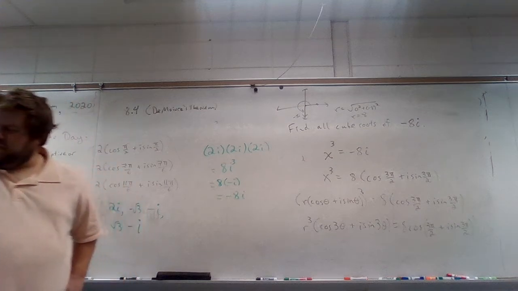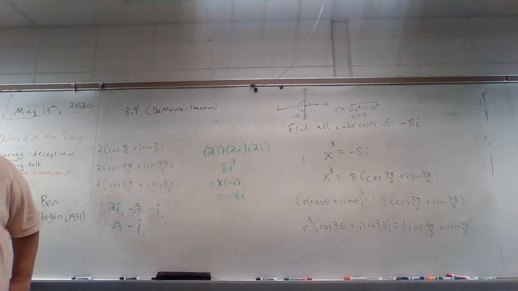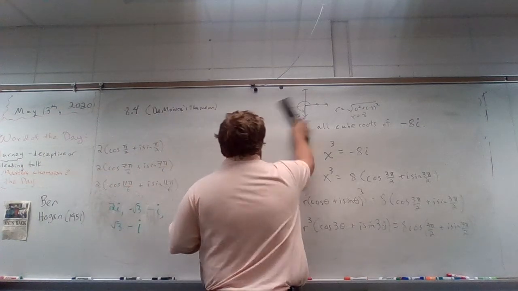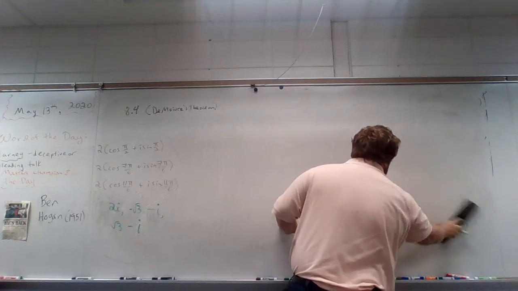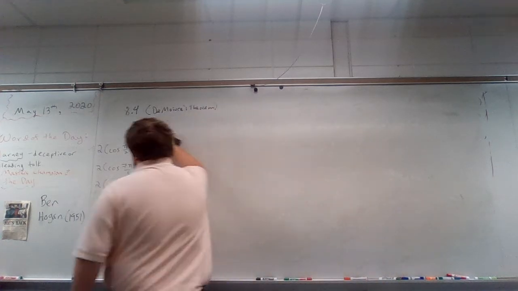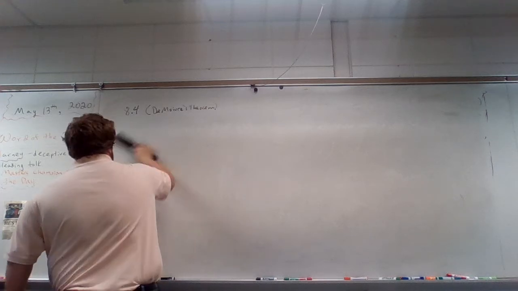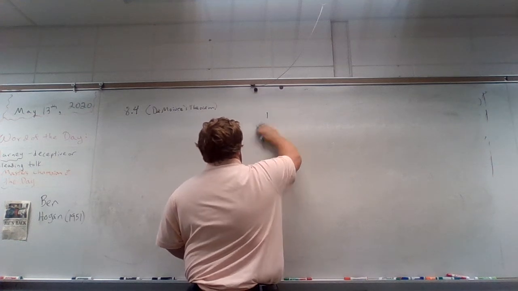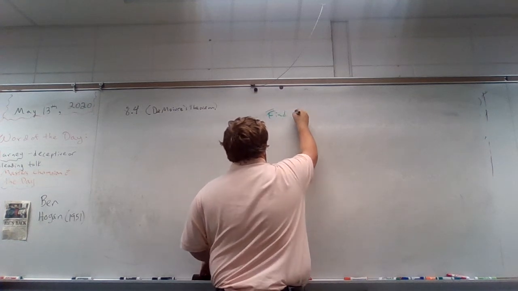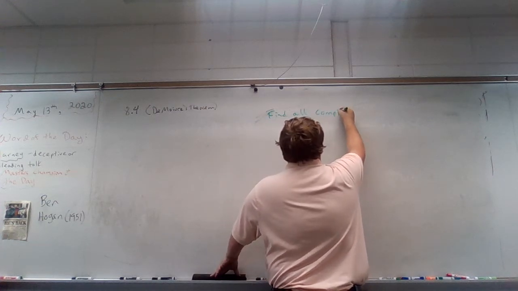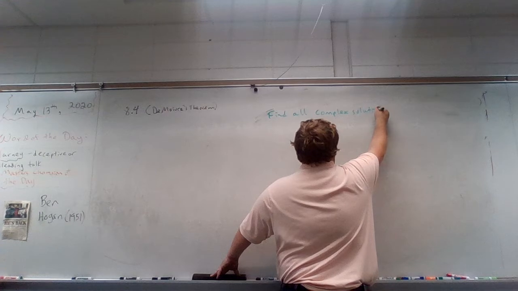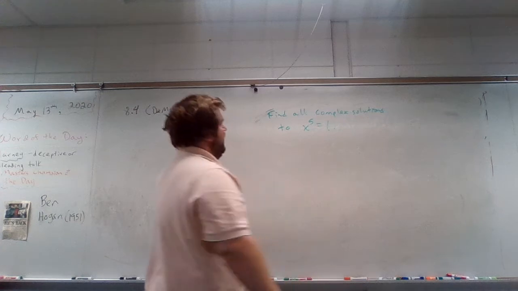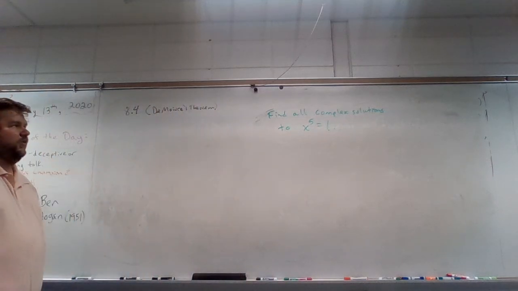So maybe the last thing we should do is find all the fifth roots of 1. Should we do that? I think this is a cool place to end the course. And one last question: find all complex solutions to x to the fifth is equal to 1. That's actually asking the same thing as finding all of the fifth roots of 1.